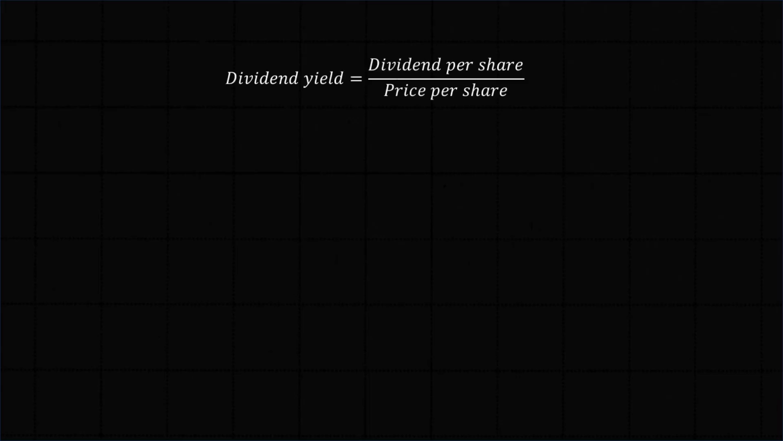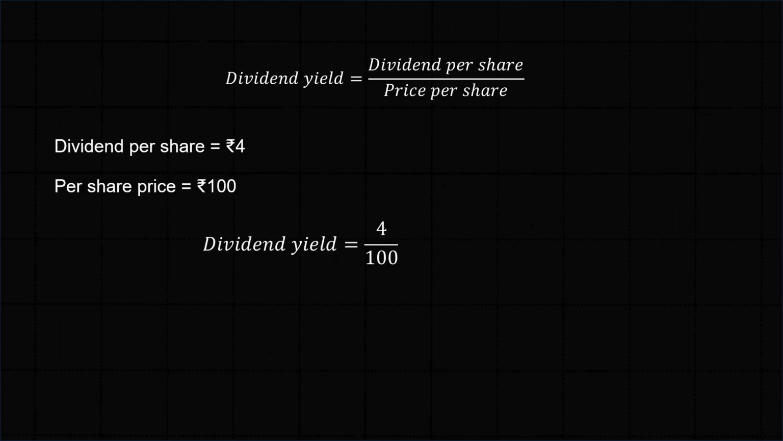The formula for the dividend yield ratio is dividend per share divided by price per share. Suppose a company has paid out a dividend per share of 4 and has a share price at the end of the year of 100 per share. This gives a dividend yield of 4, which means that the investor has earned a 4% dividend return if he has paid 100 for each share purchased.